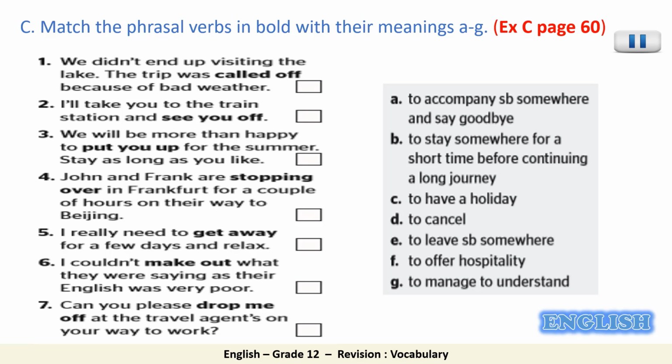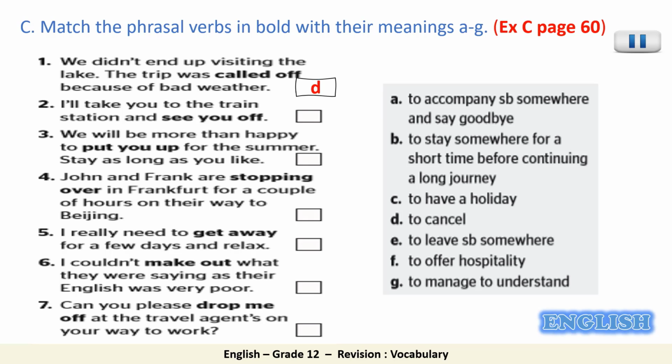Now let's correct. Number 1. We didn't end up visiting the lake. The trip was called off because of bad weather. To call off is to decide that something will not happen, which means D, excellent, to cancel. Very good. Number 2. I'll take you to the train station and see you off.